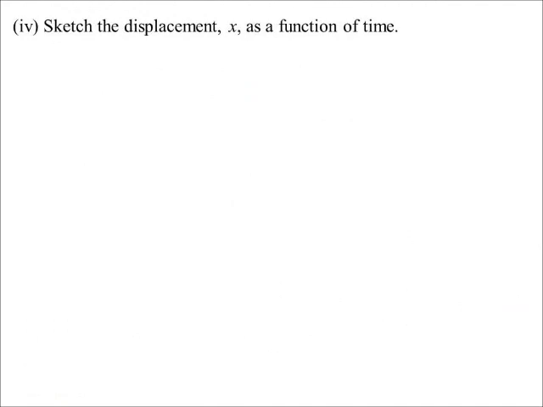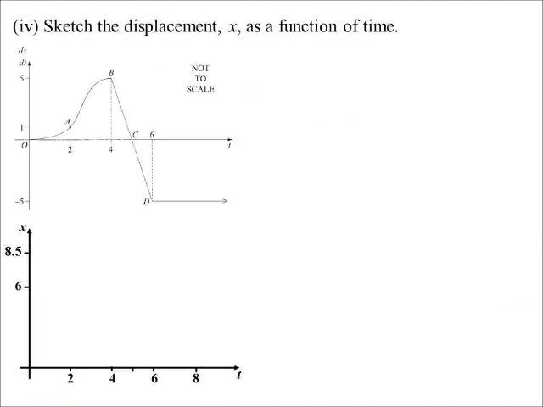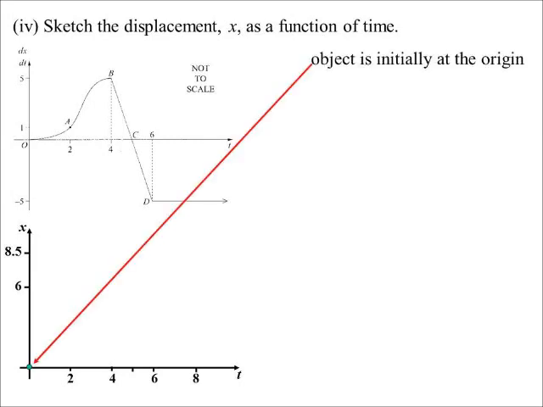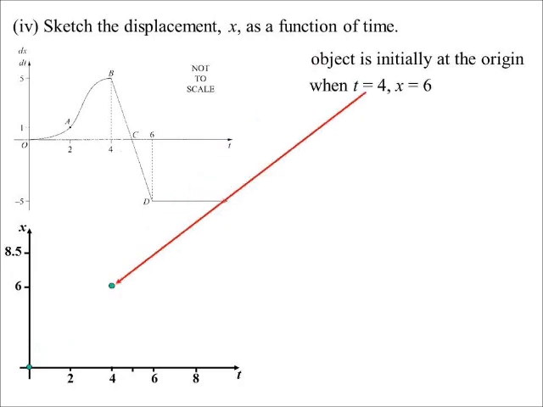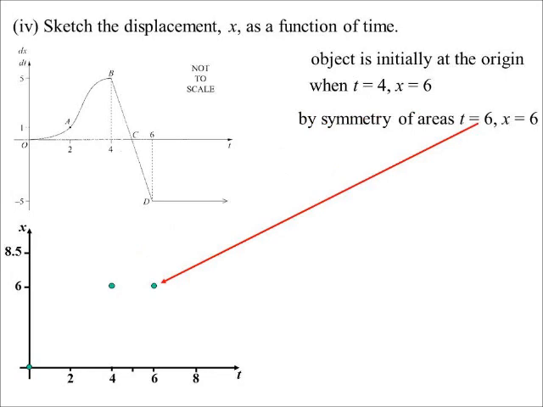Sketch displacement as a function of time. So I have the velocity graph. I like to put the information in straight underneath and translate key information down. So all right, it's originally at the origin, so let's put that in. t equals 0, x equals 0. So I know that point's there. We estimated that when t equals 4, x was equal to 6. So I'll plot that point in. We said by symmetry, it would also be 6 at x equals 6. The two triangles cancelled each other out.